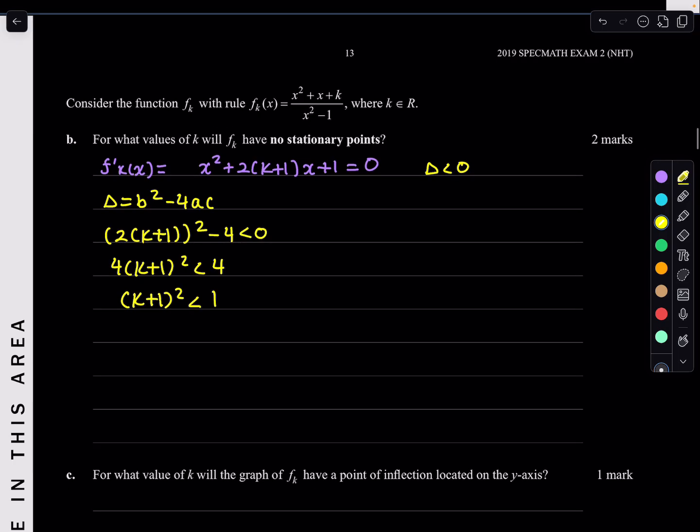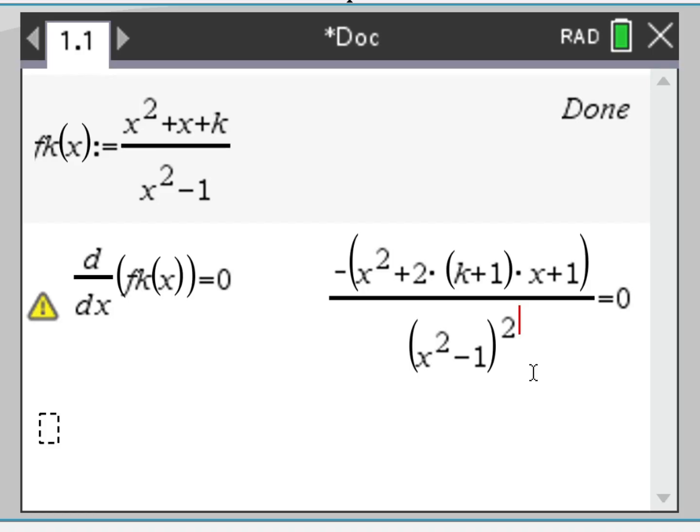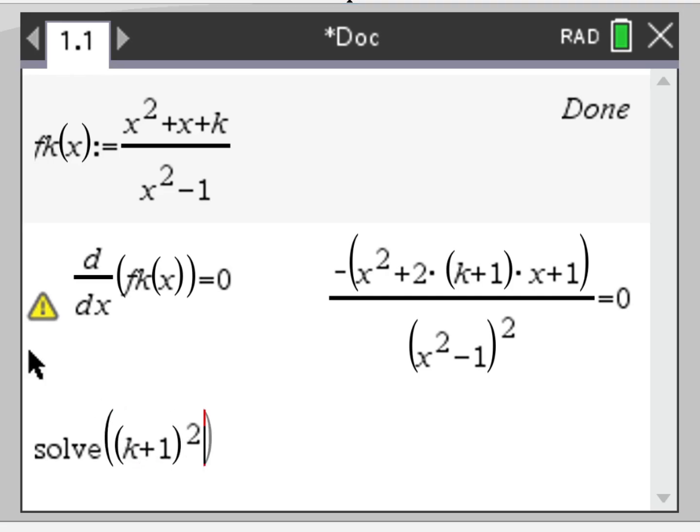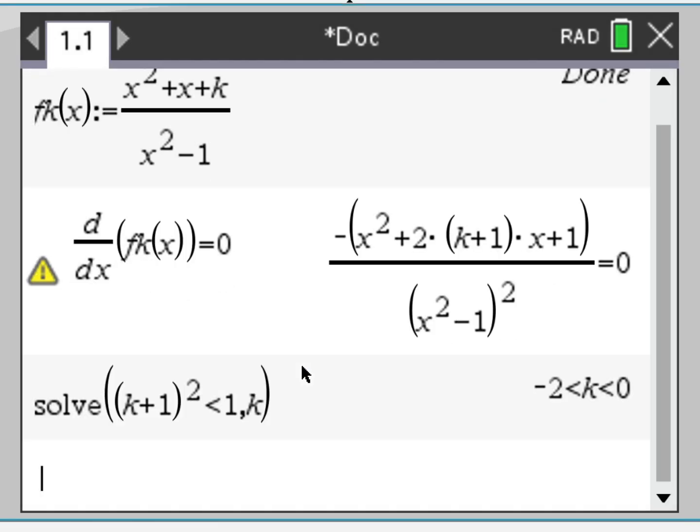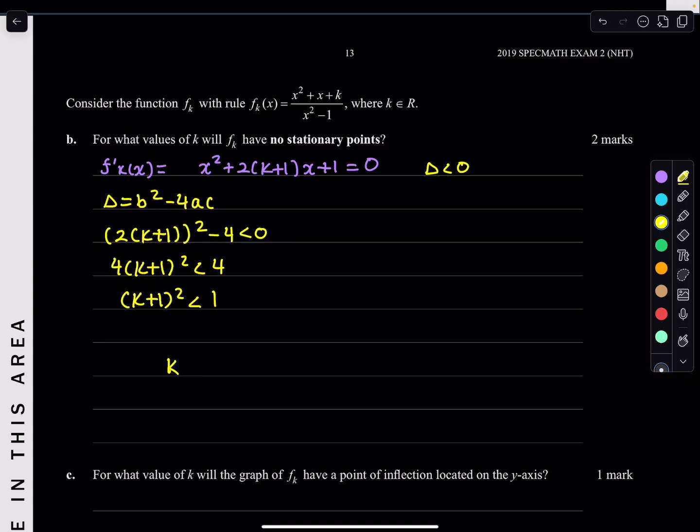And I'm going to solve this in my CAS. I'm not even going to think of doing this by hand. Just let me do it by CAS. It's so much easier. So basically, I'm going to solve where (k plus 1) squared is less than 1, comma k. Which is k is between -2 and 0. So let's write that down. So k is between -2 and 0. Now what I'm going to do is actually check this with my CAS.